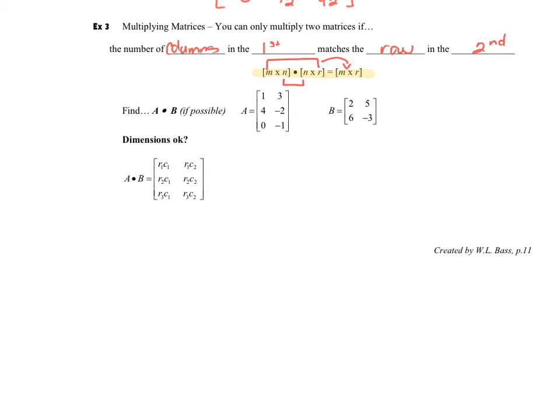So let's check on this example right here. We can write our dimensions. The first one has the dimensions of 3 by 2, and our second one has the dimensions 2 by 2. So we can check. These inner two pieces match, so we're good to go. These will match up, and that means our new matrix is going to be a 3 by 2 matrix. Always good to have that in your head before you get going. So are our dimensions okay? We can answer that as a yes.